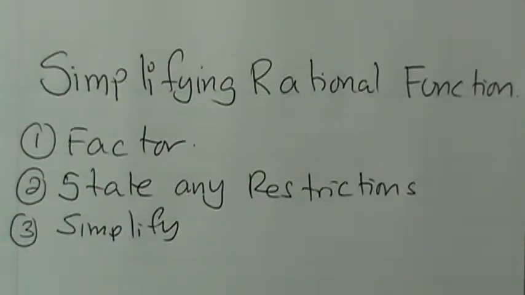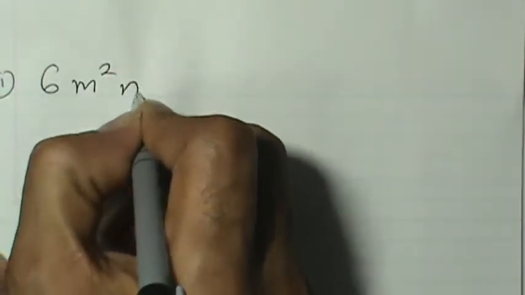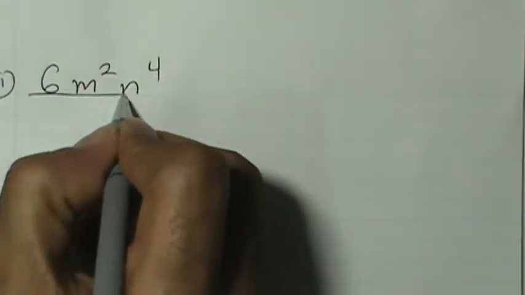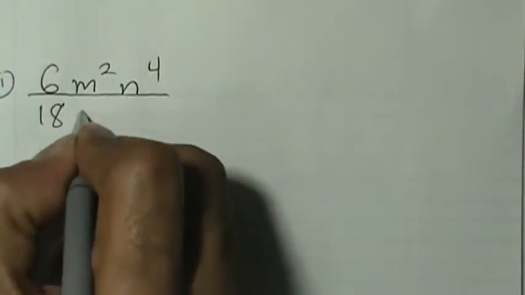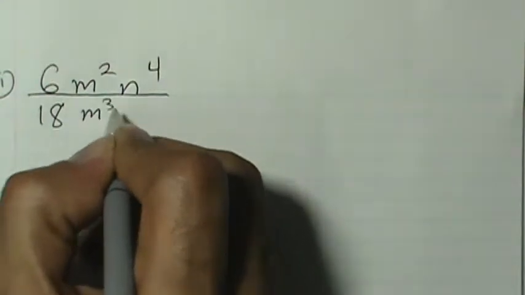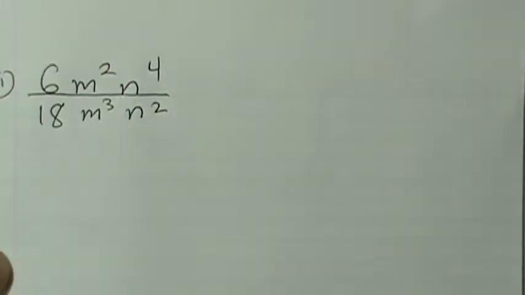And here's an example of a rational function in terms of monomials over monomials. Then we're going to do polynomials over polynomials. So for example, we have example number 1, 6m to the 2 n to the 4 over 18m to the power of 3 and n to the power of 2.